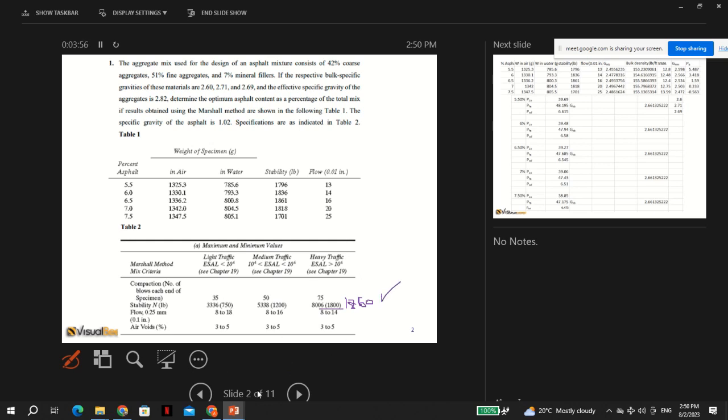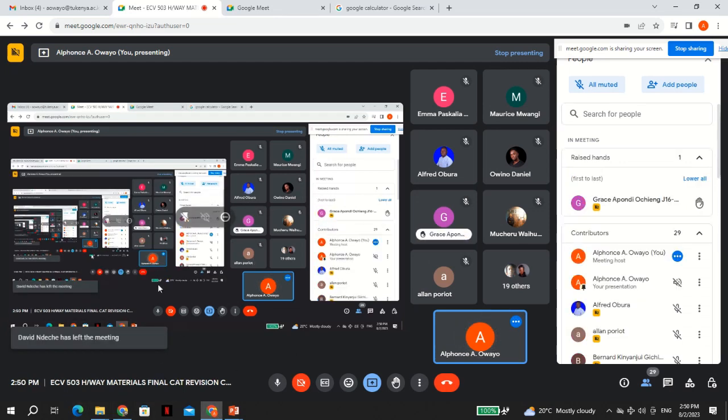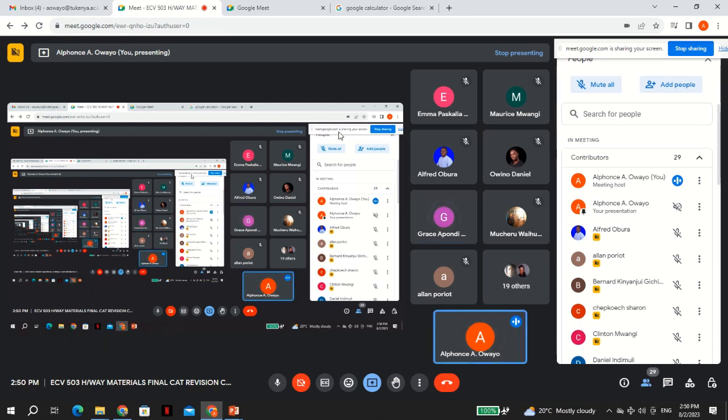The void ratio is not okay. Go to your notes. What did we say? When stability is okay, but the voids are too low. Yes, class rep. So that is a question I can ask you once you comment on your answer, and that's the kind of comment I'm looking for.